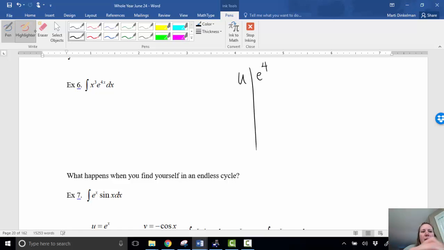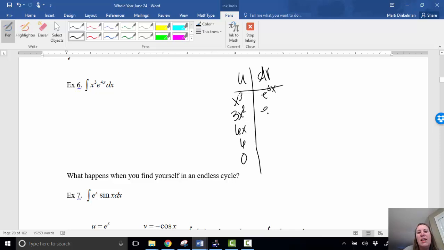Oops, this is dv. So x cubed, 3x squared, 6x, 6, 0. Really nice for these because, again, doing it that many times is really difficult. So e to the 4x, we're taking the antiderivative here. So we're going to divide by 4 every time. So divide by 16, 64. Did I really put that many in there? 256. Ooh, it got kind of big. Okay, we'll pretend that says 256.